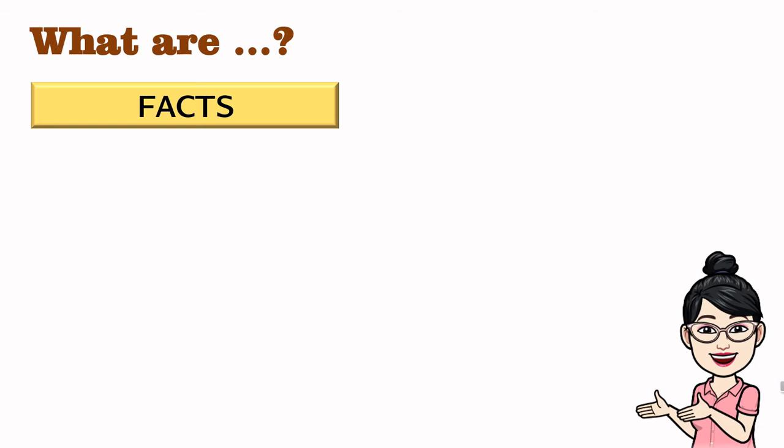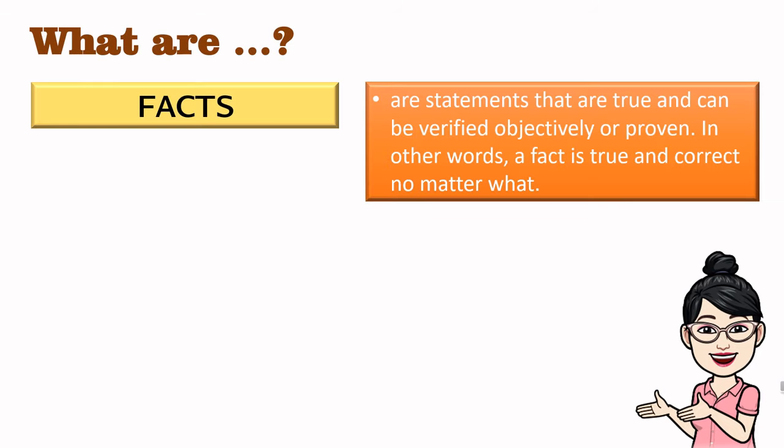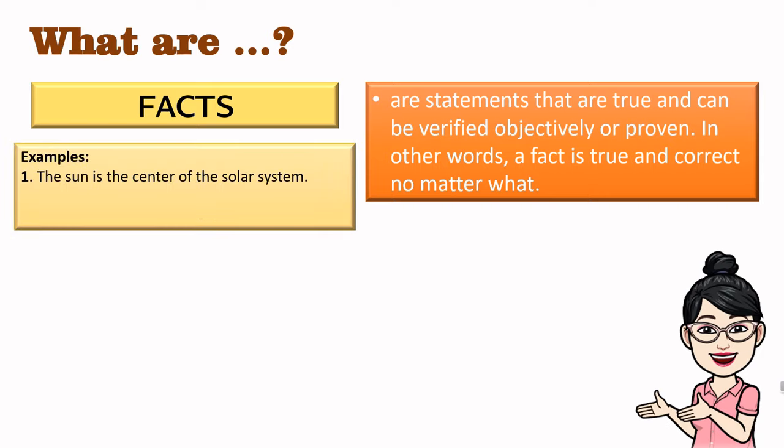Let us first define these two terms, fact and opinion. What are facts? Facts are statements that are true and can be verified objectively or proven. In other words, a fact is true and correct no matter what. Examples: the sun is the center of the solar system. There are 365 days in a year. Manila is the capital of the Philippines.